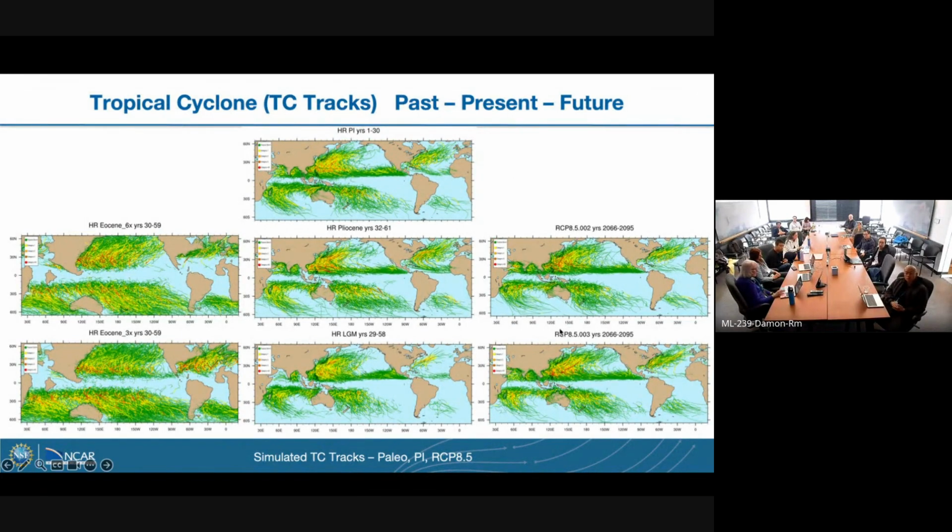LGM has very few tropical cyclone tracks in the North Atlantic. We have a lot of sea ice. It's also much colder, and so that kind of diminishes the number of tracks there.